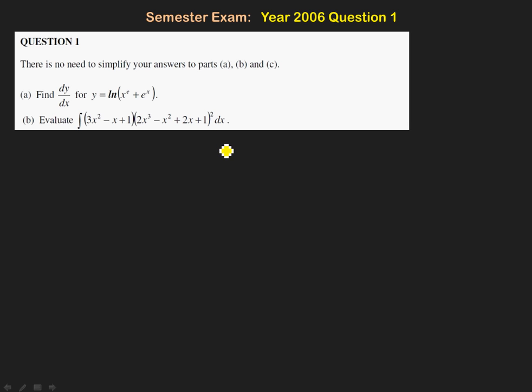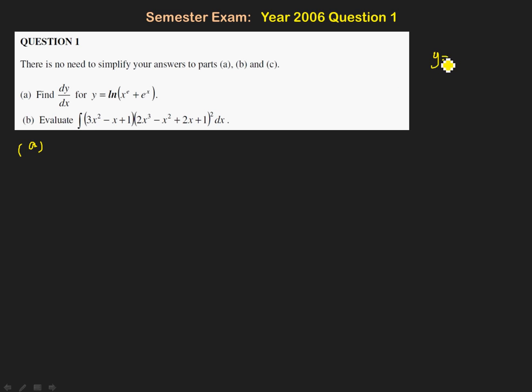Right, this 2000's paper, first questions, part A, differentiation and integration. Let's start with a differentiation of this function. I'll review a little bit about differentiating a ln function.